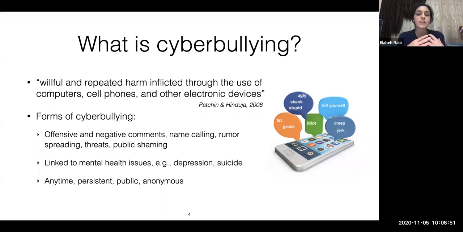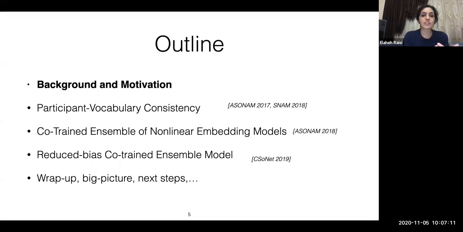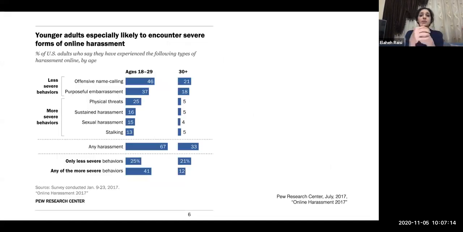So it has many side effects. For example, it links to mental health issues, and in some extreme cases, depression or suicide happens. And the bad thing about this is that it can happen anytime, it's persistent, and everyone can do that. So as a background motivation, based on some statistics in 2017, around 67% of the adults under the age of 30 have cyberbullying experience or online harassment experience, from less severe to more severe ones. So it's a very severe issue, and scientists need to take steps in order to address these issues.